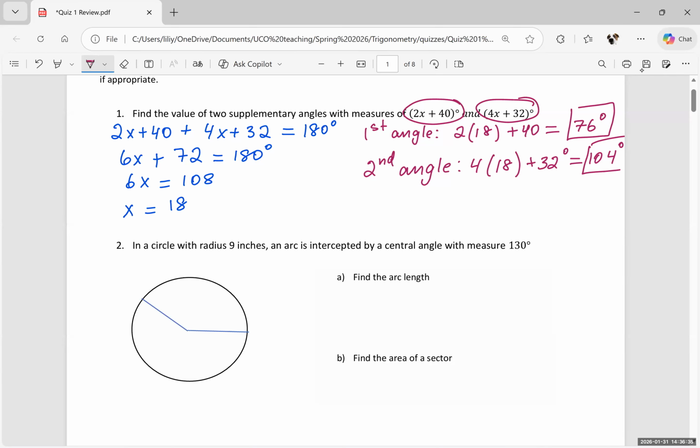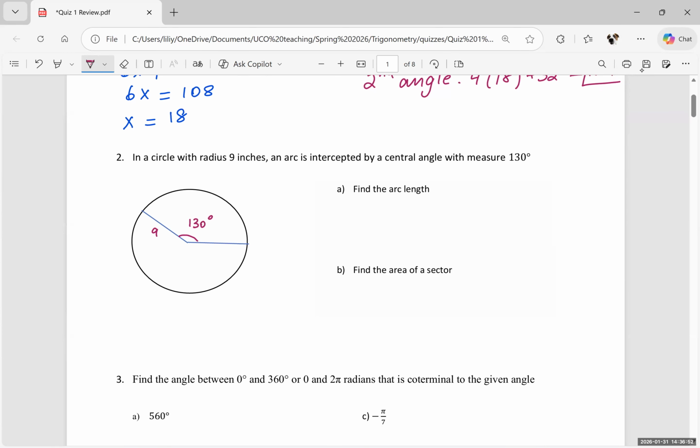Number two, in a circle with a radius of 9 inches, the arc is intercepted by a central angle with a measure of 130 degrees. So my radius is 9, and this angle over here is 130 degrees. We need to find the arc length and the area of the sector. The arc length formula is, not A, that would be the area, arc length is S equals r theta, but theta has to be in radians.